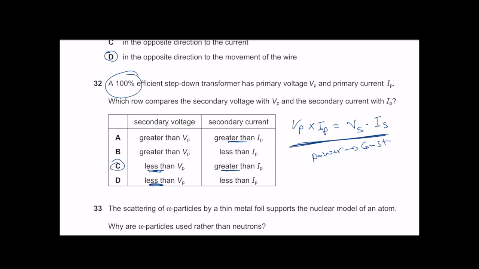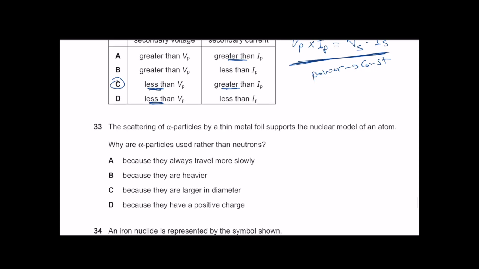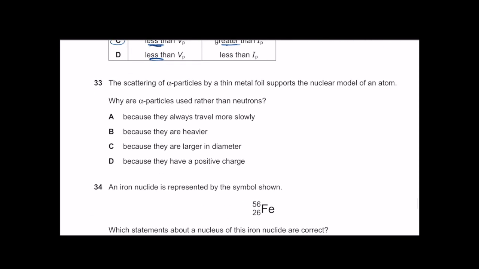That was 32. In 33, the scattering of alpha particles by a thin metal foil supports the nuclear model of an atom. Okay, fine.